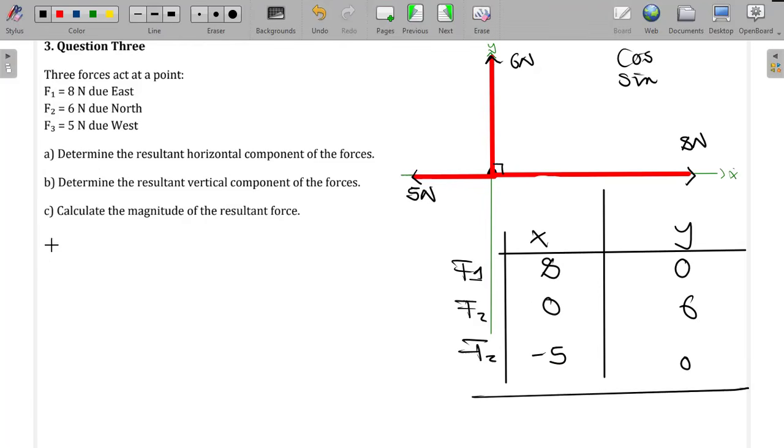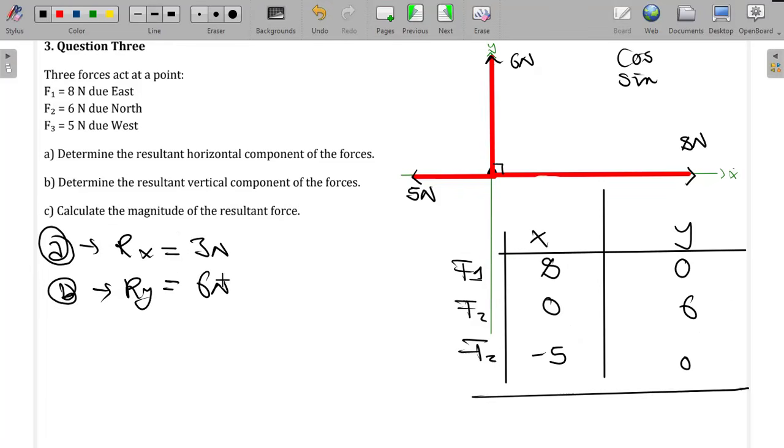So to answer question A now, question A is saying determine the resultant horizontal component. So for the horizontal resultant, I'm just adding these that are in the x-axis. So 8 plus negative 5 is going to give me 3 newtons. So Rx will be equal to 3 newtons. Whilst B is saying I should find the resultant in the y. So Ry will be equal to 0 plus 6 plus 0. This is going to give me 6 newtons like this.